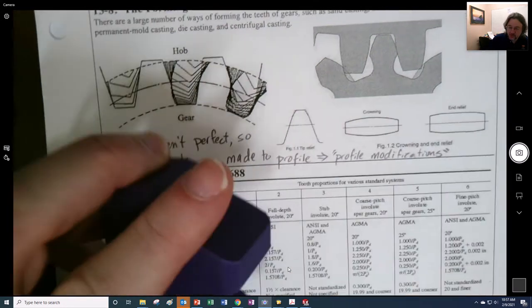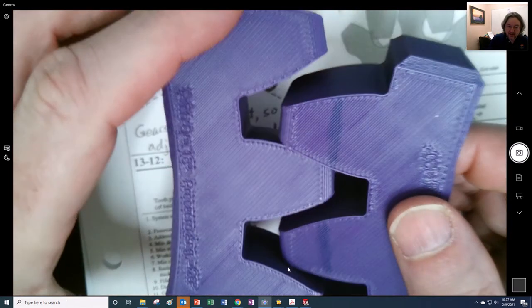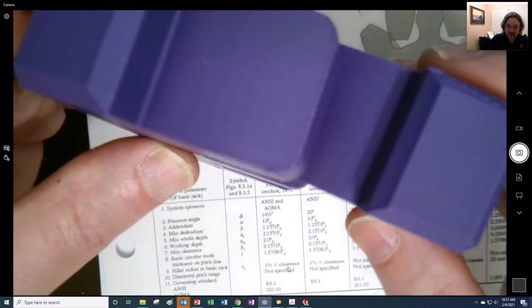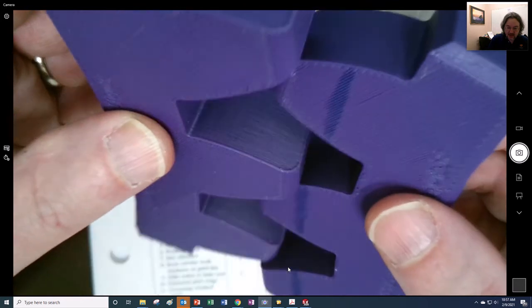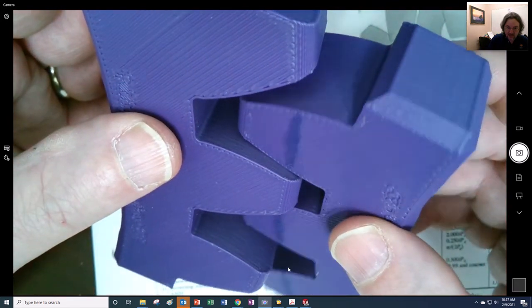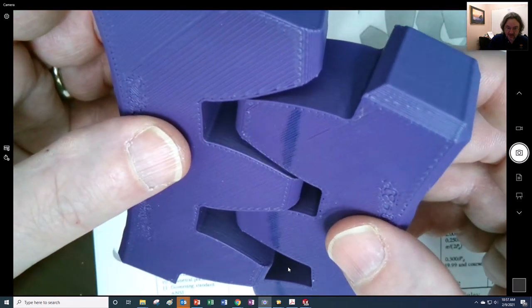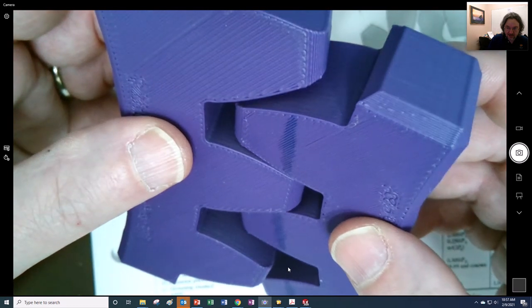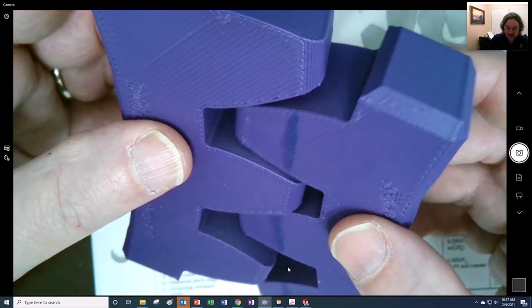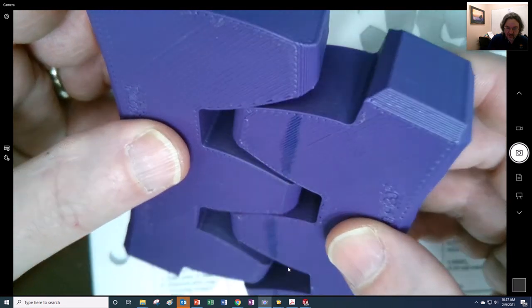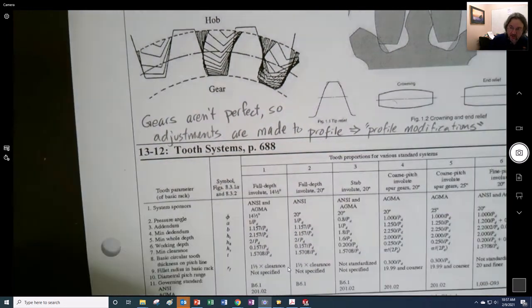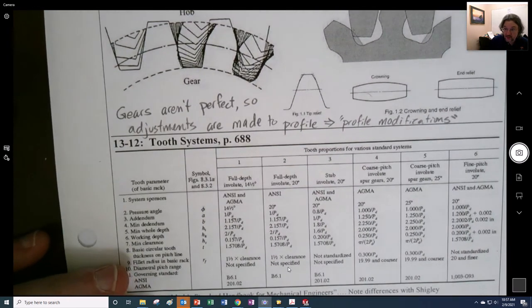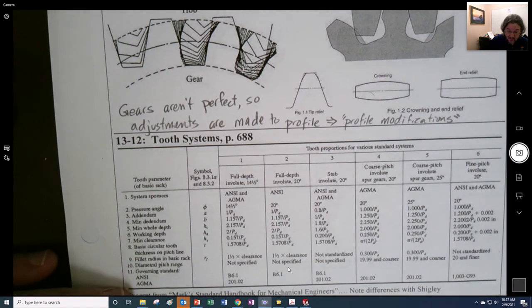What that helps with is misalignment this way, right there. If the shafts are misaligned, or even if they deflect so much that they're hitting on the side right here, there's more tolerance, so they can kind of roll. But of course, in any of these modifications, you're taking away material from the strength of the gear.